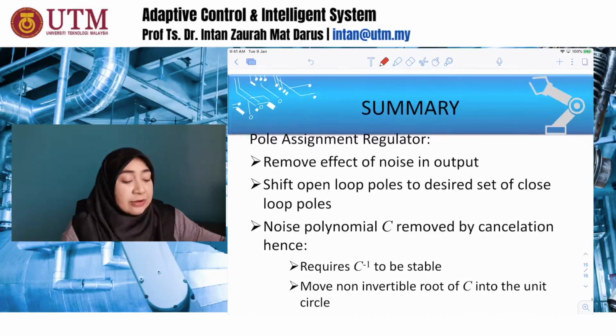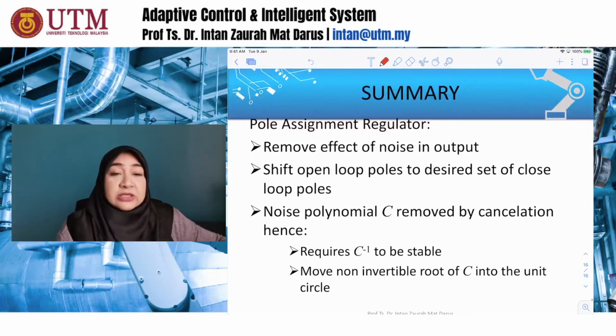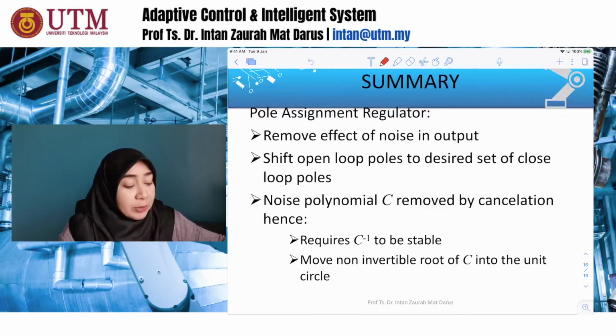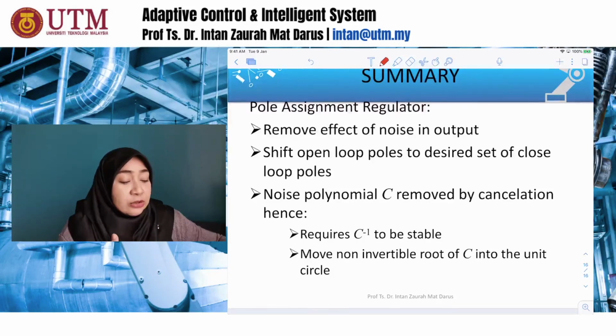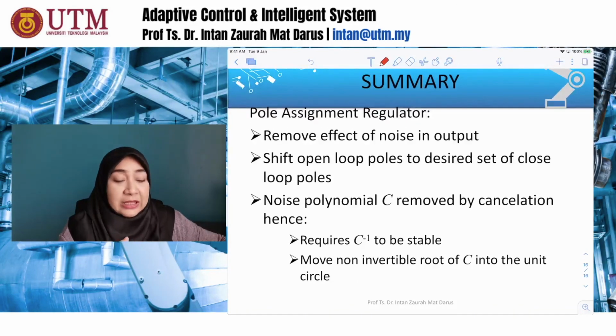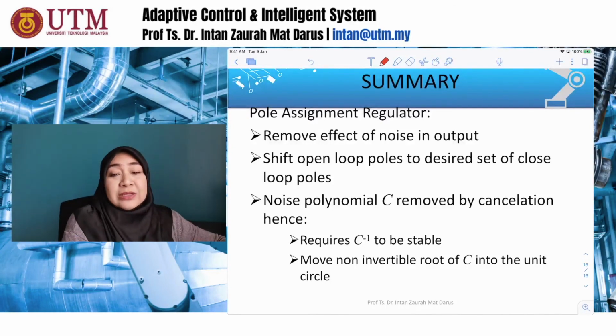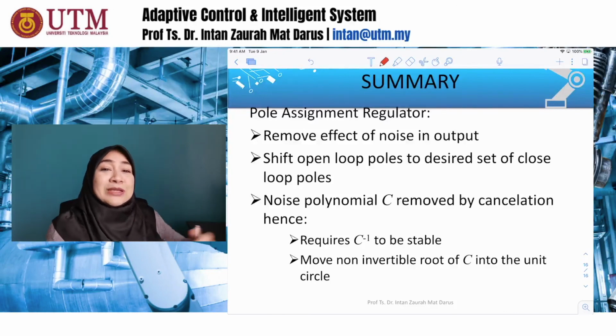In summary, for the pole assignment regulator, what you need to do is remove the noise from your output. You can do that by shifting the open loop poles into desired closed loop poles that you decide by yourself. Number three, the noise polynomial can be cancelled out only if you make sure that the system polynomial C is invertible and stable. To make sure it is stable, we can move the roots of C into the unit circle to ensure stability of polynomial C. So that will be all for your pole assignment regulator.